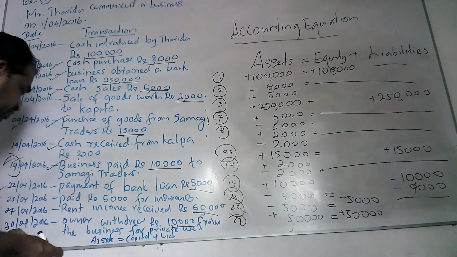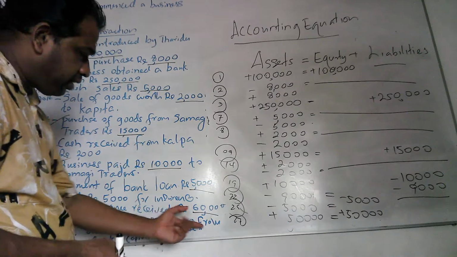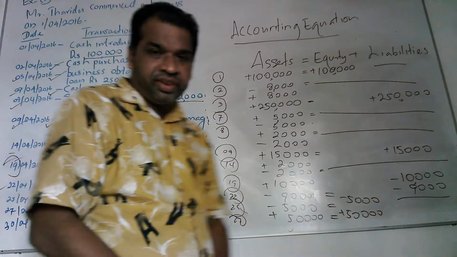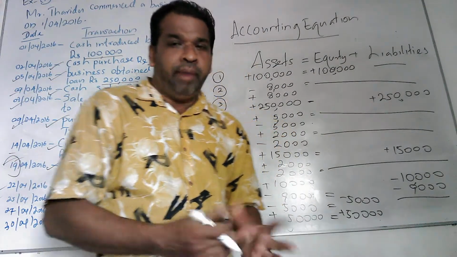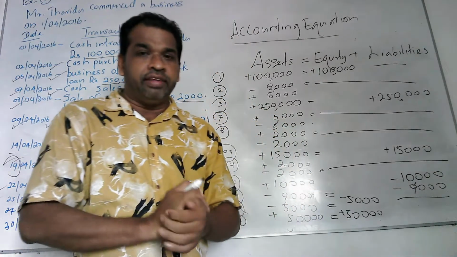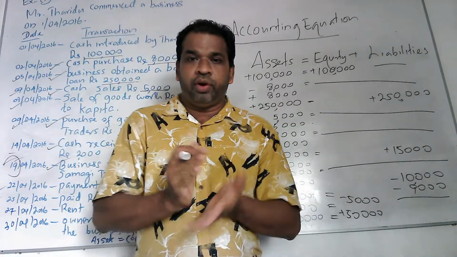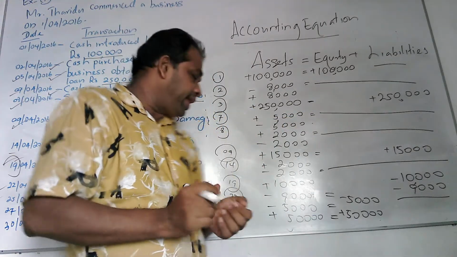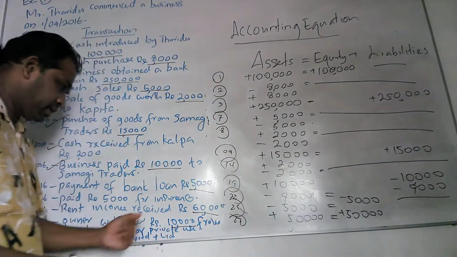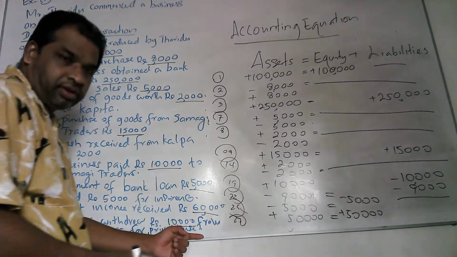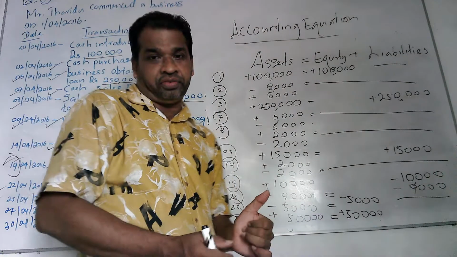Right. Then owner withdrew rupees 10,000 from the business for private use. If the owner has taken money or goods from the business for their personal use, that is called drawings. Because of drawings, there will be a decrease in capital or equity. If they have taken money, there will be a decrease in cash. If they have taken goods, there will be a decrease in inventory or stocks.